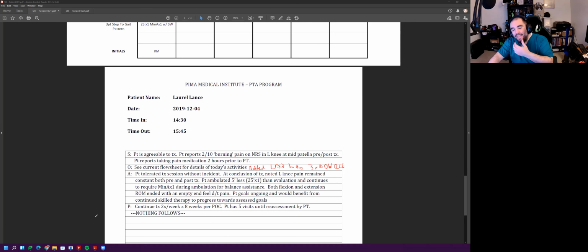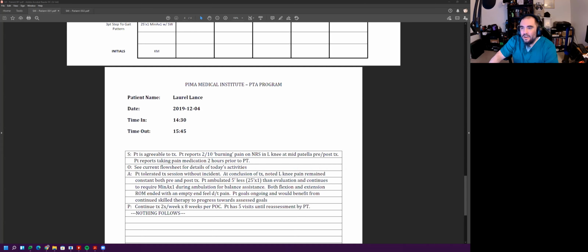So why would we add long arc quads? What could you put in the A for that? Give me a reason to add long arc quads. Strengthening. Yeah, good. Strengthening of what? Be a little more specific. Quadriceps. Yeah, so strengthening of quadriceps, maybe to improve terminal knee extension or something to that effect. Does that make sense? Yes. Yeah.